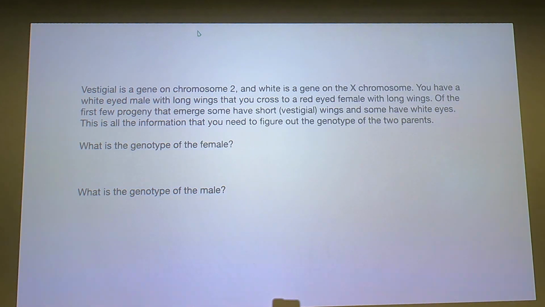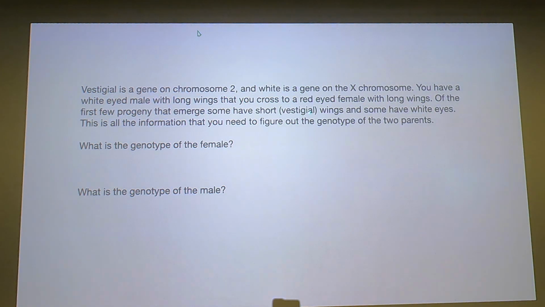So, here is one of our problems. I told you, okay, we got vestigial. That's a mutation. It's on chromosome 2. When I tell you that, that means it is not a sex chromosome thing. So it's not on the X chromosome, it's not on the Y chromosome. That would be chromosome 1 in flies. So I tell you chromosome 2, you immediately know, oh, that's autosomal. And I tell you, okay, white is a gene on the X chromosome, which tells you right away, okay, this is going to be a sex linkage problem.